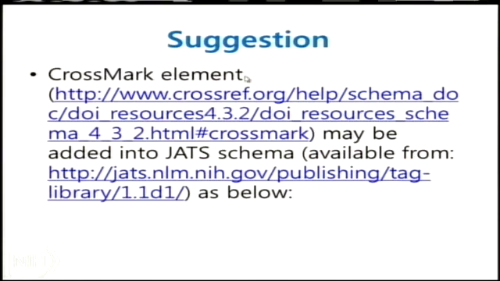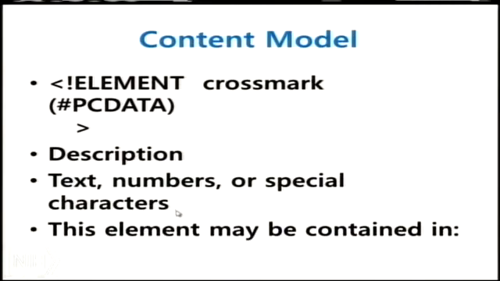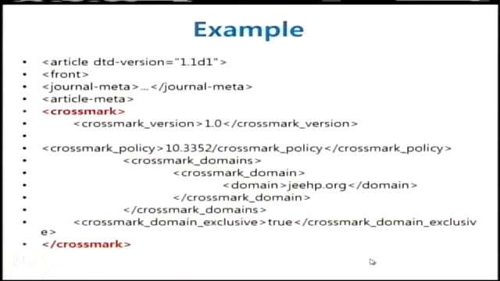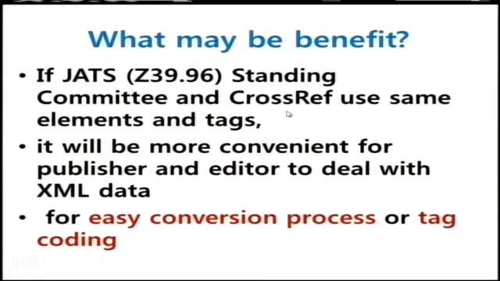Therefore, I suggest a crossmark element. The content model is like that: element crossmark, description, text, number or special characters. This element may be contained in article-meta and front-stub. This is an example. If we have the crossmark tag in JATS-XML, you can see like this. And this is a crossmark tag included in JATS-XML. Yeah, this is an errata article. One may benefit: if the JATS standing committee and Crossref use the same element and text, it will be more convenient for publishers and editors to deal with the XML data for easy conversion process or tag coding. That's all. Thank you.